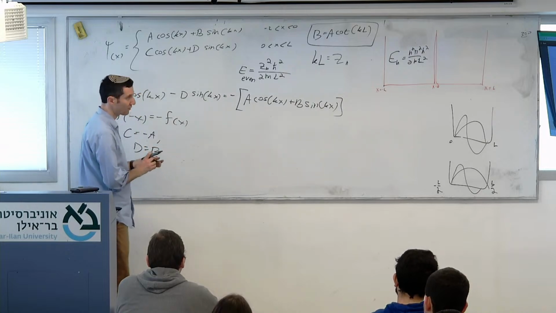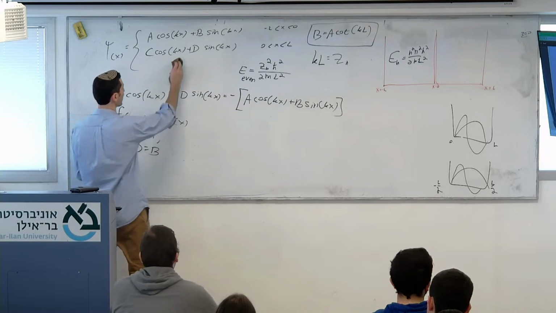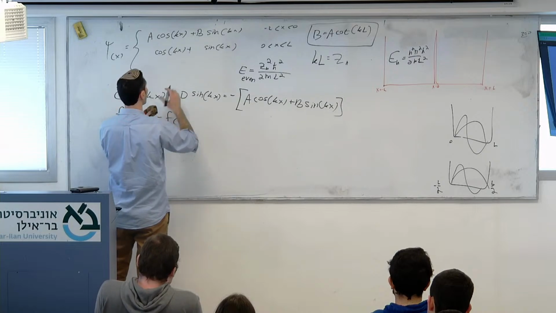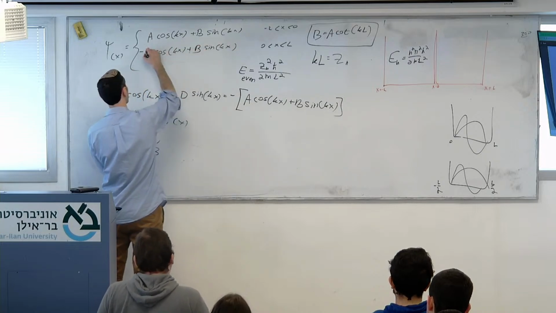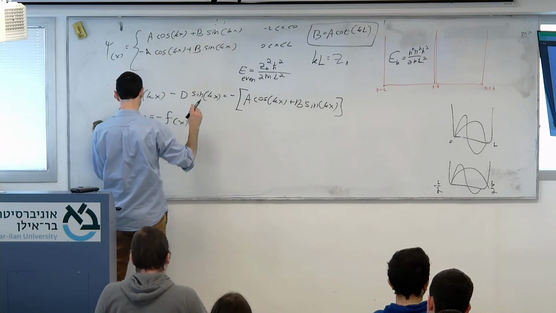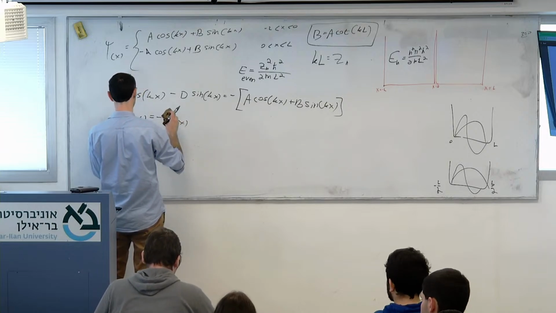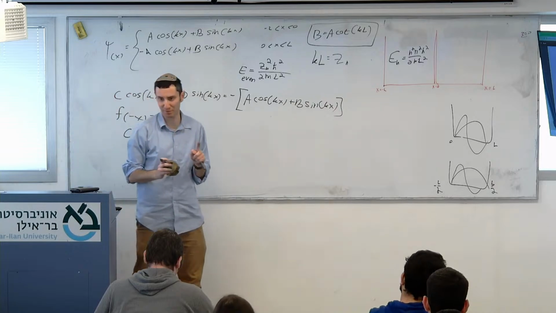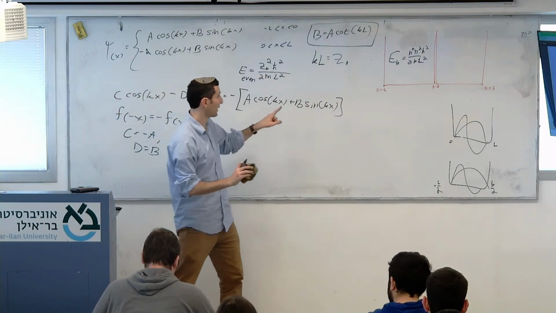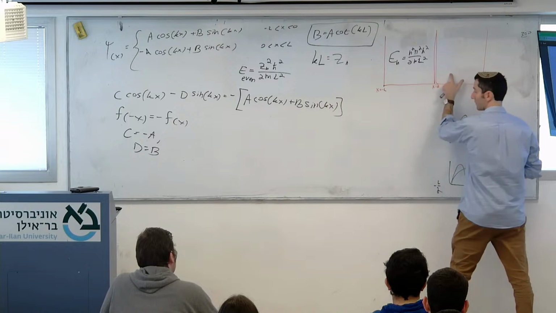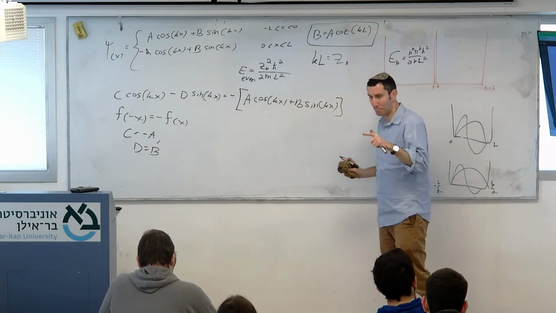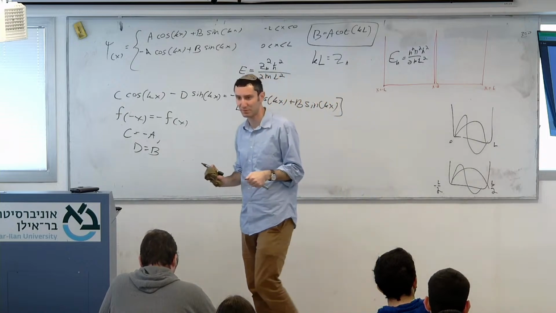Different than before. So let's actually write it here. I'm going to write here B, and here I'm going to write minus A. Wait a second, you don't say this trick goes only on even. No. When the potential is even, and the potential is still even, the psi's are either even or odd.